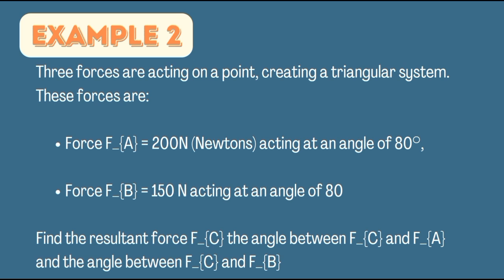Now, for example 2, three forces are acting on a point creating a triangular system. These forces are force A, which is 200 newtons acting at an angle of 60 degrees, and force B, 150 newtons acting at an angle of 80. Find the resultant force C, the angle between C and A, and the angle between C and B.